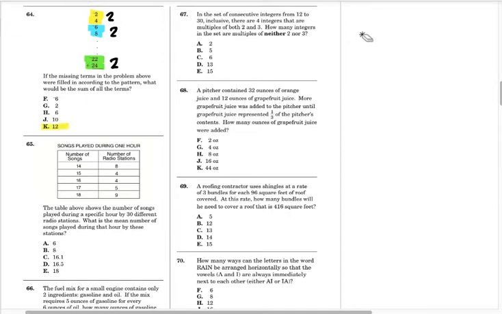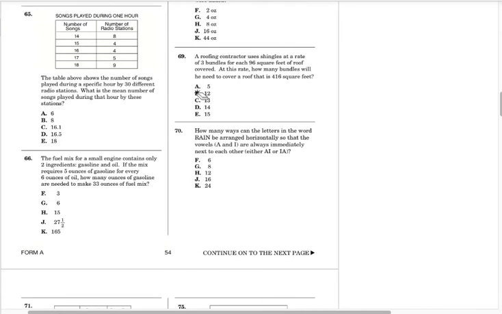Alright. Number 65. We have to find the mean of all this, so that's going to have a lot of multiplication and division here. So let's get started. 14 times 8 is 112. 15 times 4 is 60. 16 times 4 is 64. 17 times 5 is 85. And 18 times 9 is 162.